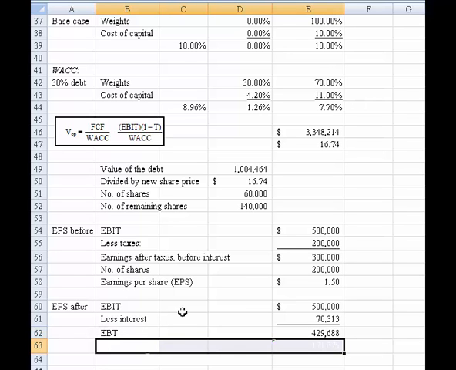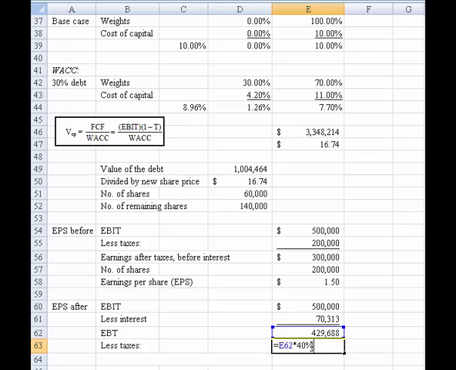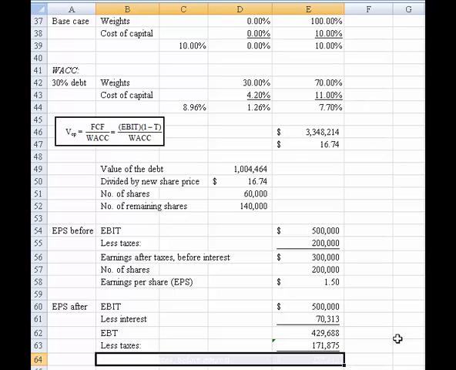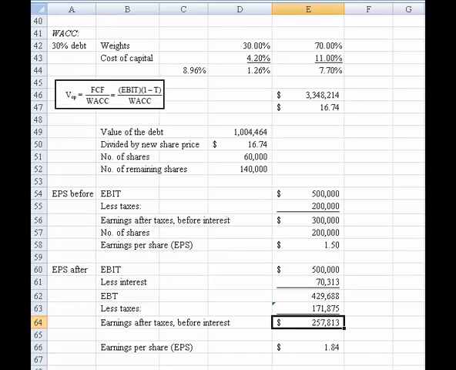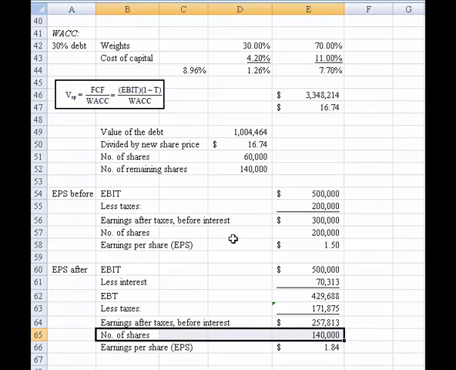Now we can subtract off the taxes, and we would calculate taxes by taking 40% times EBT. Next we would subtract the taxes from EBT and come up with earnings after taxes but before interest. Okay, so then the next thing we need to do is drop in the number of shares.